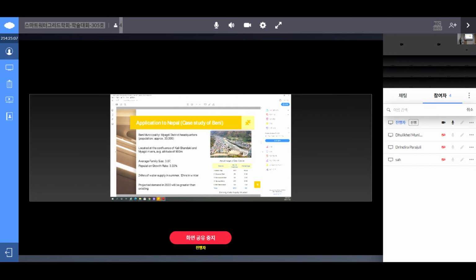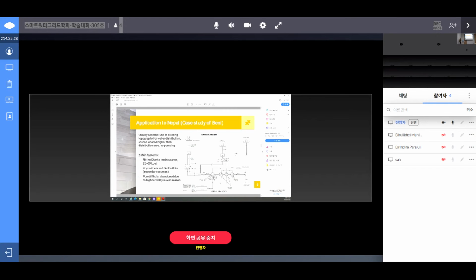So in terms of a few features, the average family size is approximately 4 people per household. The population growth rate is sustained at more than 3.5%. We've got more or less 24 hours of water supply in summer, but in the case of winter, we've got only 12 hours of supply, and then the rest of the day there is no water supply. Also, because the population is always growing, we expect the projected demand in 2020 to be greater than the existing demand. So there is a need for a solution to improve the water supply in Beni.